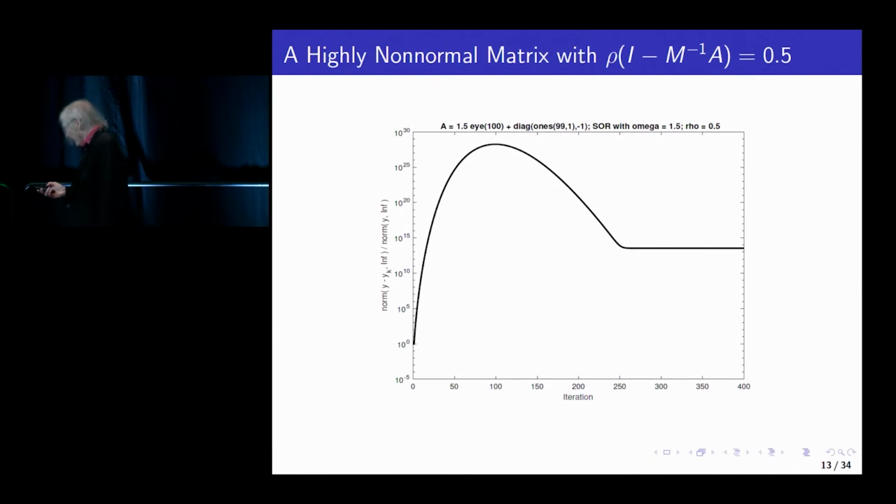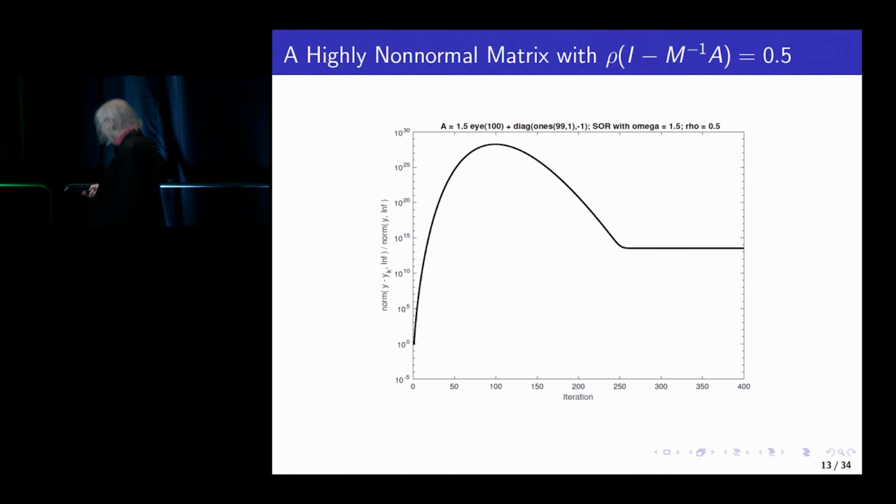Here's an example of a highly non-normal matrix, meaning it happens to be diagonalizable, but its eigenvectors are extremely ill-conditioned. What would happen in exact arithmetic if I tried to solve this using SOR with a certain value of omega is that the error grows from 1 initially, with a 0 initial guess. This is the relative error. It grows from 1 to about 10 to the 28.